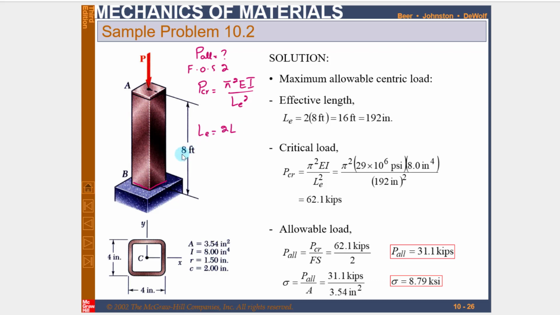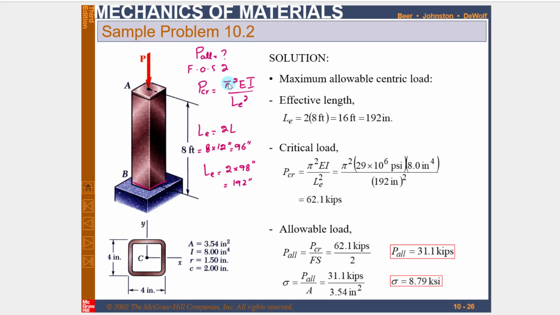So here this length is equal to 8 foot. So 8 multiplied by, if you want to convert it into inch, 1 foot is equal to 12 inch. So 12 8s are 96. So it is 96 inch. Clear? So LE will be equal to 2 into L. So 2 into 96 inch will be equal to 192 inch.